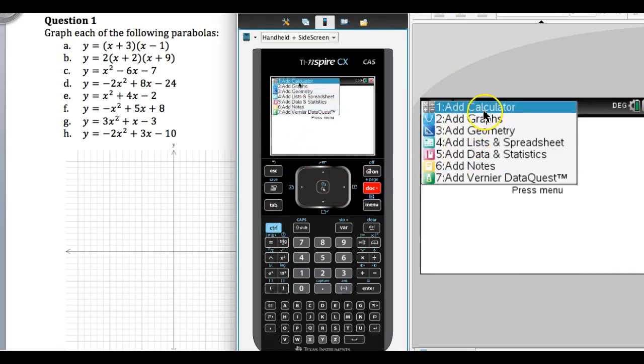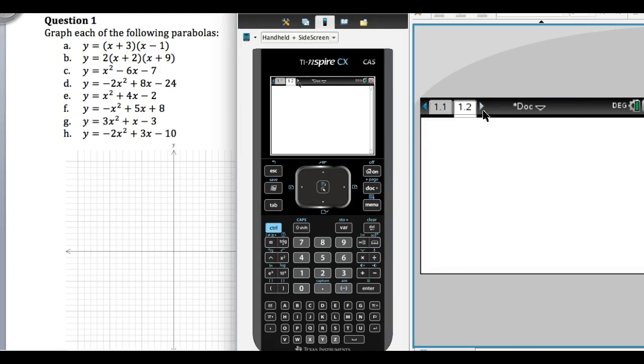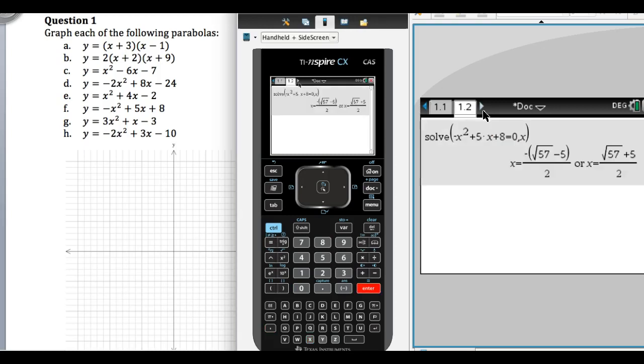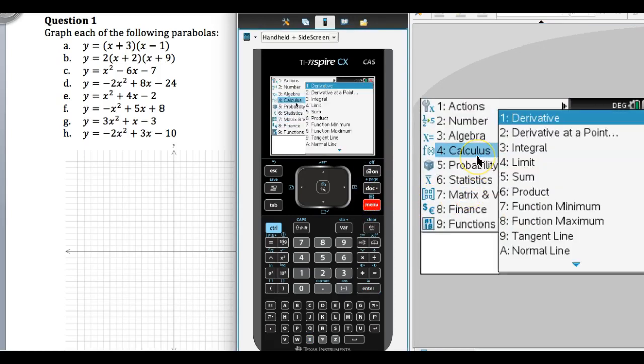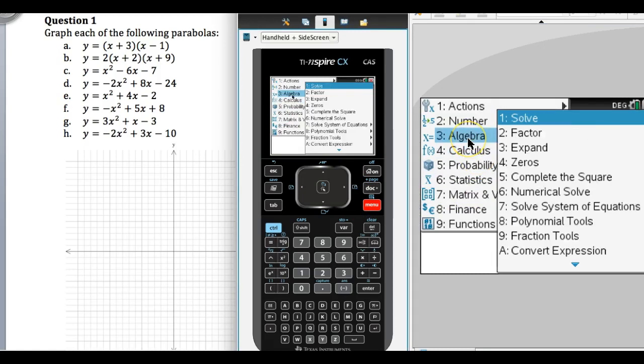Okay, add calculator. All right, so your x-intercepts you can always use solve. So negative x squared plus 5x plus 8 equals 0, comma x. Okay, so there it is, and you can see that's pretty much what I got before when I used the quadratic formula. To get your turning point, there's actually 2 things you could use.